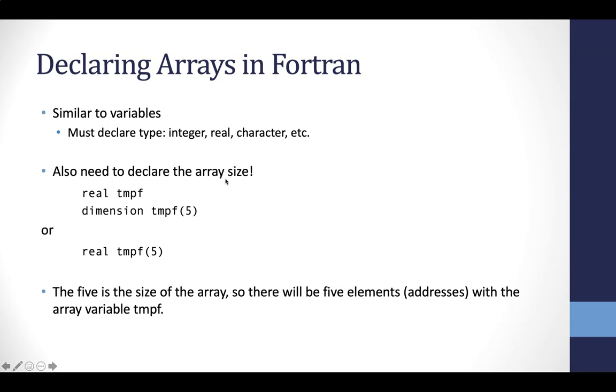But now when we're talking about arrays, not only do we need to declare the namespace, TMPF, but we need to declare the size or the dimension of our array. And so there are two different ways to do this. There's the long way in this first example, where we have real TMPF, and then we set up the dimension of TMPF to be 5, so TMPF paren 5 end paren. But we could mash this all together to make it just a little simpler and say real TMPF 5, so we declare the namespace and its dimension all in one fell swoop.